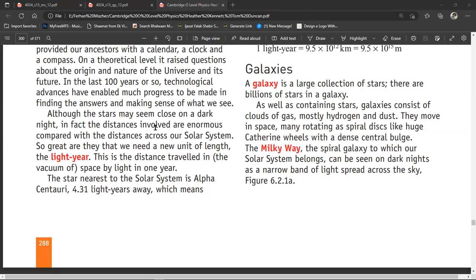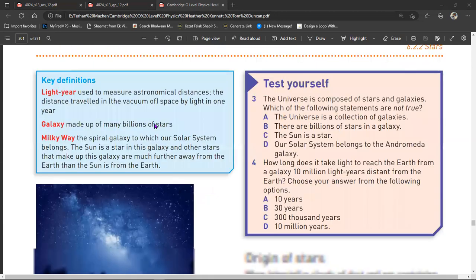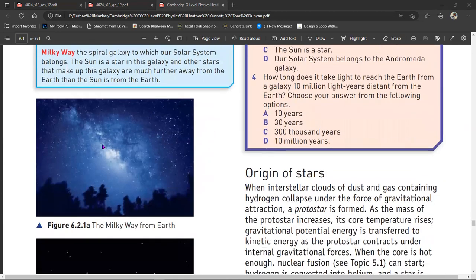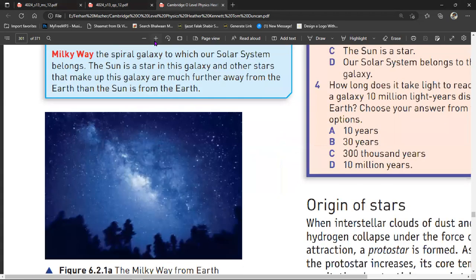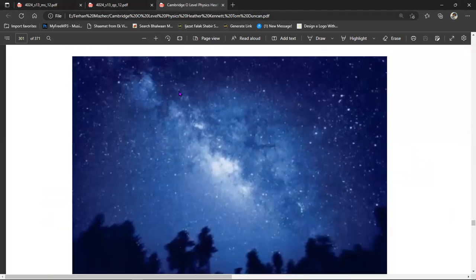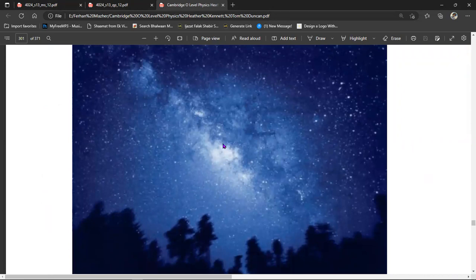Figure 6.2.1a. So here is one of them, and if you want to see, I can increase the size. So this is the Milky Way.